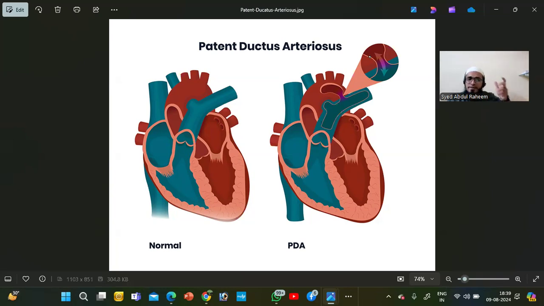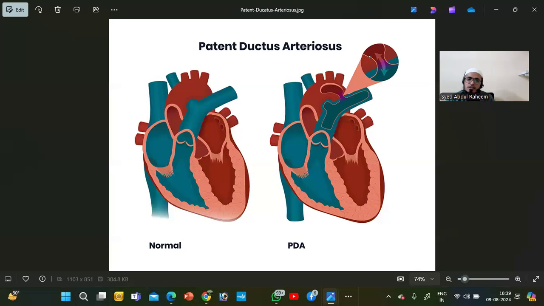So here blood will mix. Deoxygenated blood will mix with the aorta. The aorta will be sending the blood to the whole body. So here also some deoxygenated blood is mixed into the body. Okay. So that's the reason the patient will have bluish color, difficulty in breathing, difficulty in vomiting. Those are the symptoms you can see.